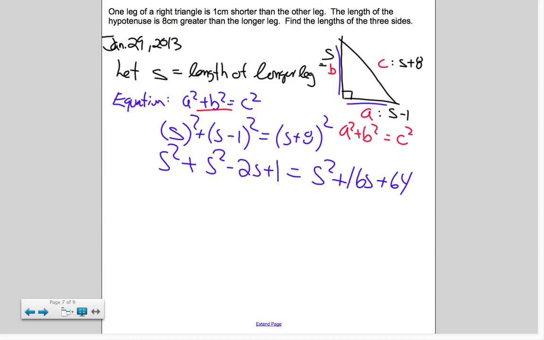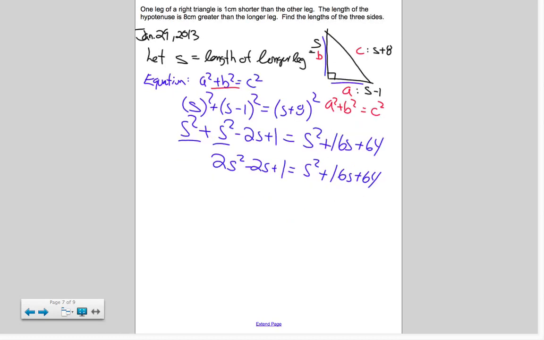Now how can we try to simplify this? Yeah, so I could group these two like terms here. I get 2s squared minus 2s plus 1. I can't do anything on this side. So at least I simplified the left side a little bit, by combining my two s squareds to 2s squared. What can I do now? How can I solve for s?